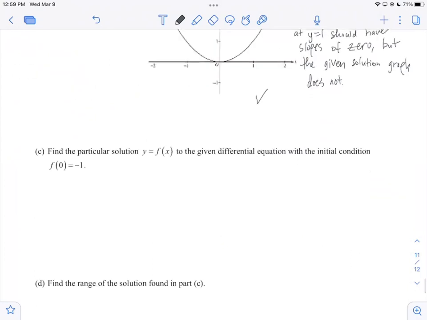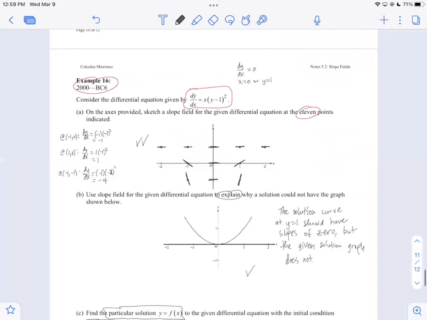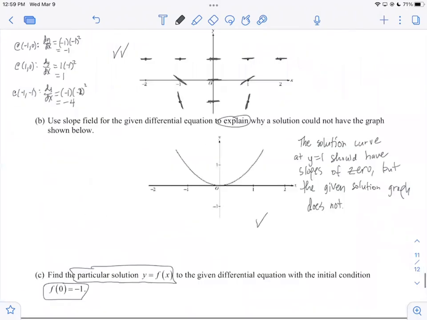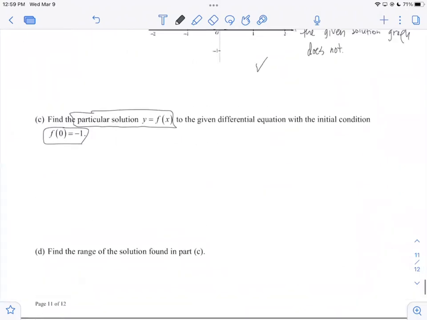All right, letter C. Find the particular solution, y equals f of x, to the given differential equation with the initial condition. Now, when it says to find the particular solution, that means we actually have to solve for y, which means it should be separable, yes? It didn't say separation because it said to find the particular solution. So let's go ahead and write this.